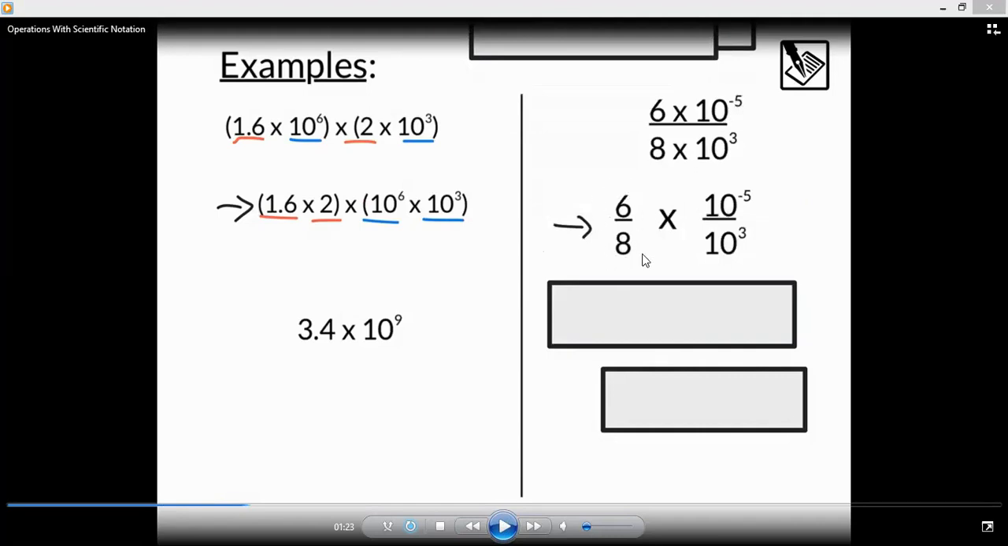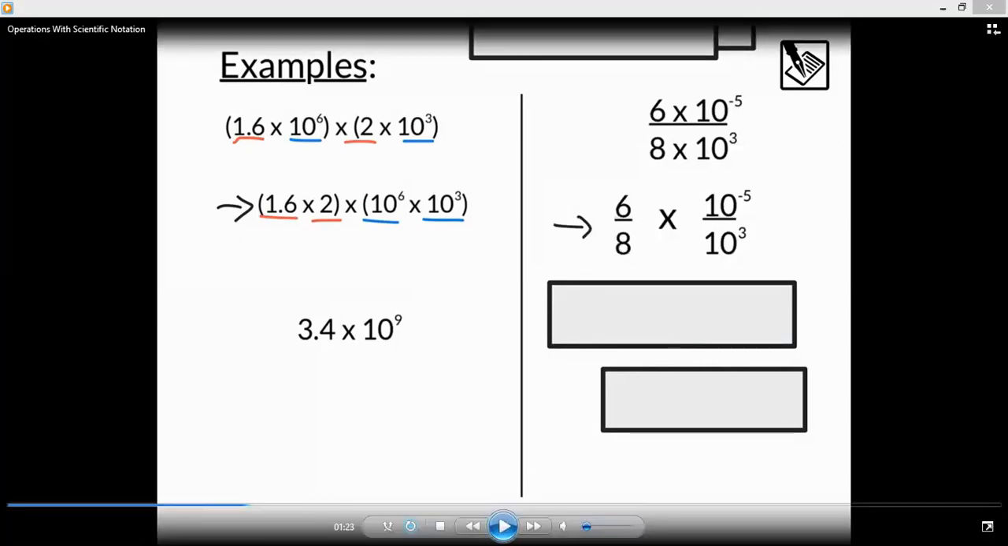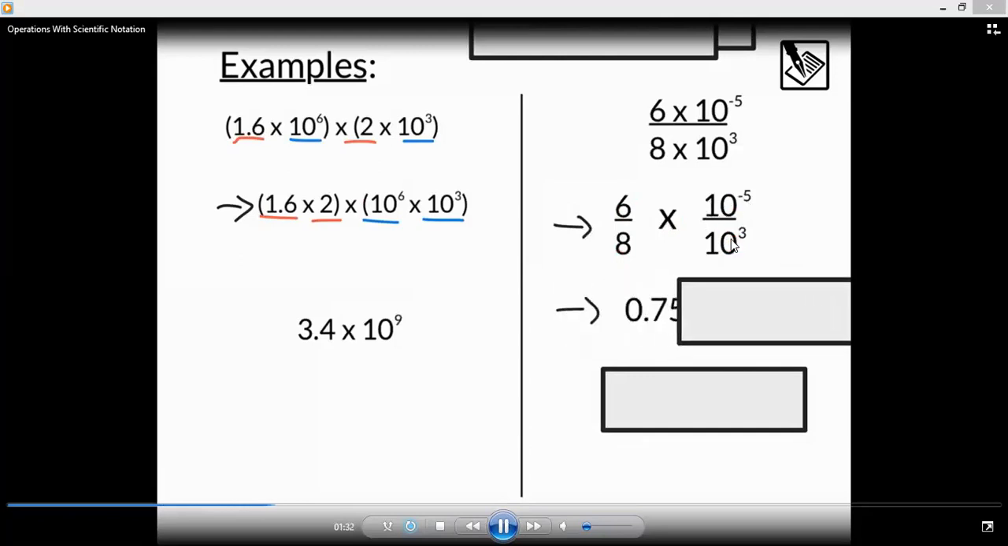This one, we are going to simplify. If you divide 6 by 2, it will be equal to 3. 8 divided by 2 will be 4, which means it's 3/4. It's easy to change it into a decimal, so it will be 0.75. And the second part here is 10 to the power of negative 5. It's a division operation, and we have the same base, so we will subtract the exponents. So the first part, 3 out of 4, will be 0.75. And the second, 10 to the power of negative 5 minus 3, will be 10 to the power of negative 8.